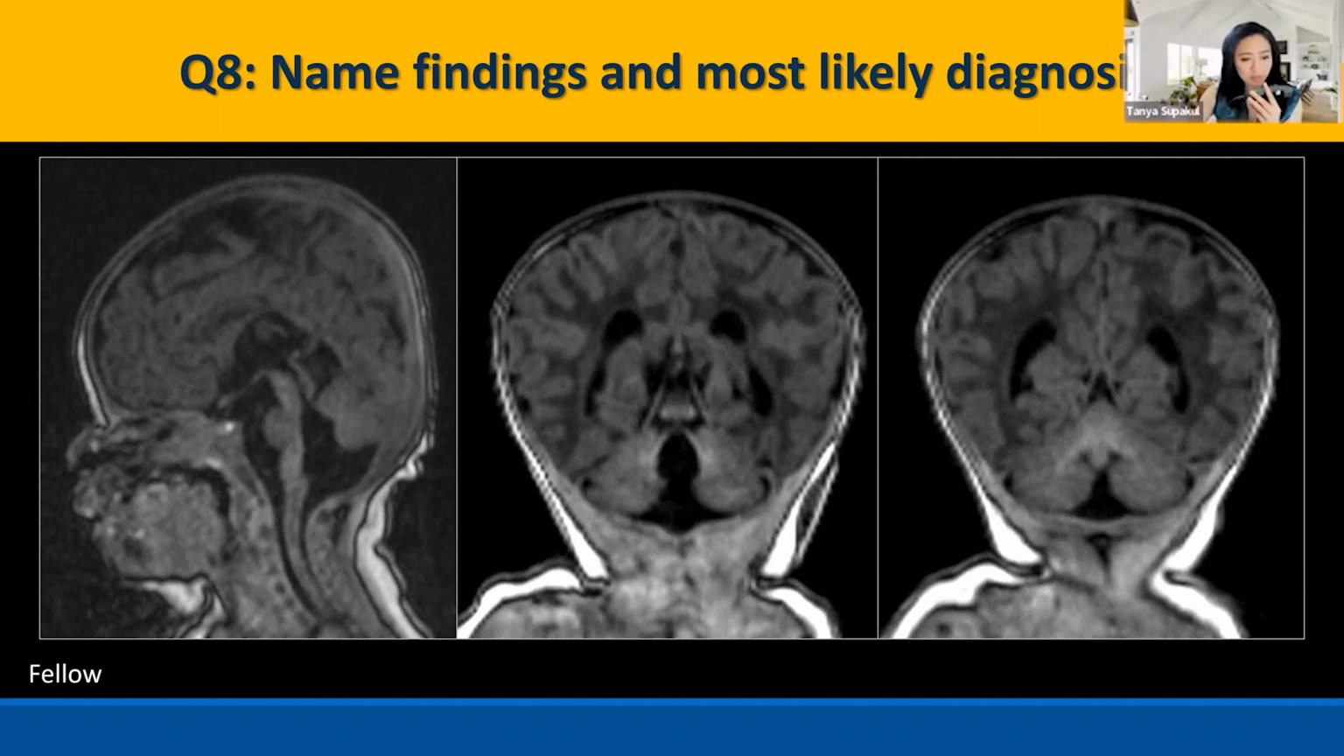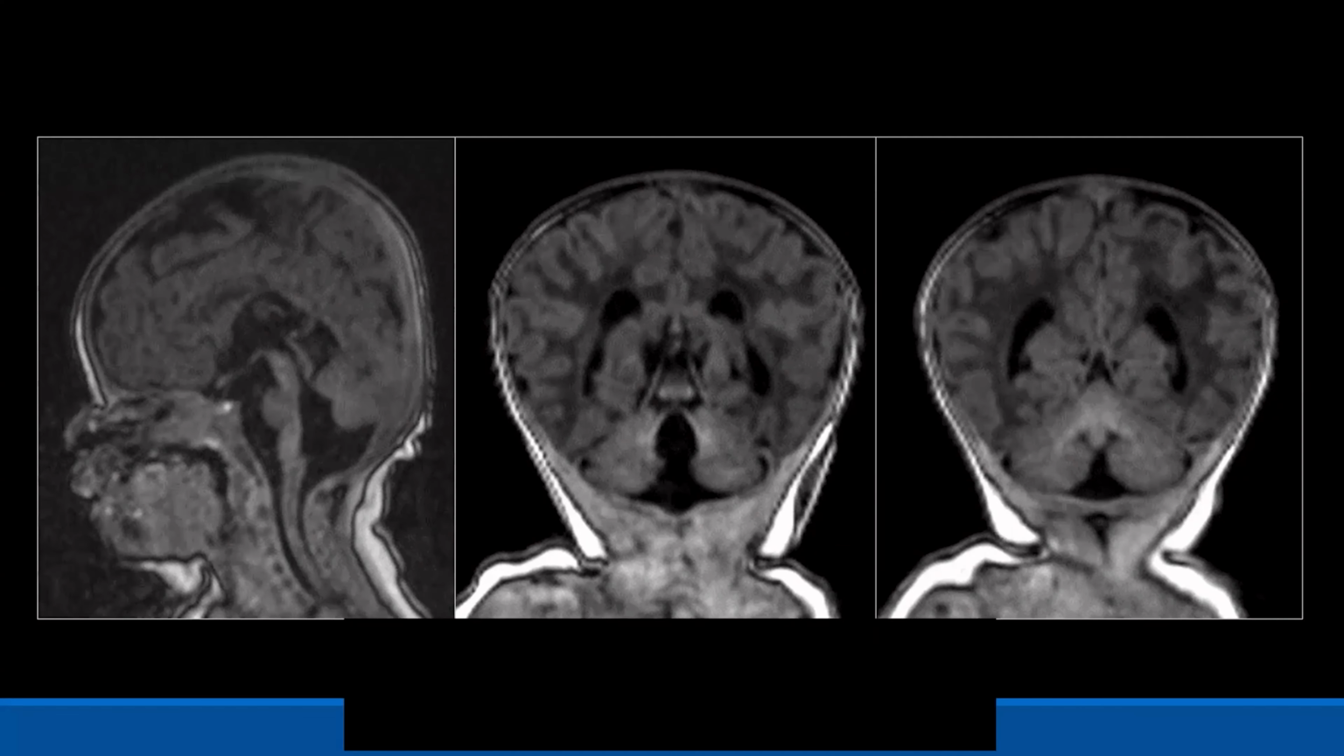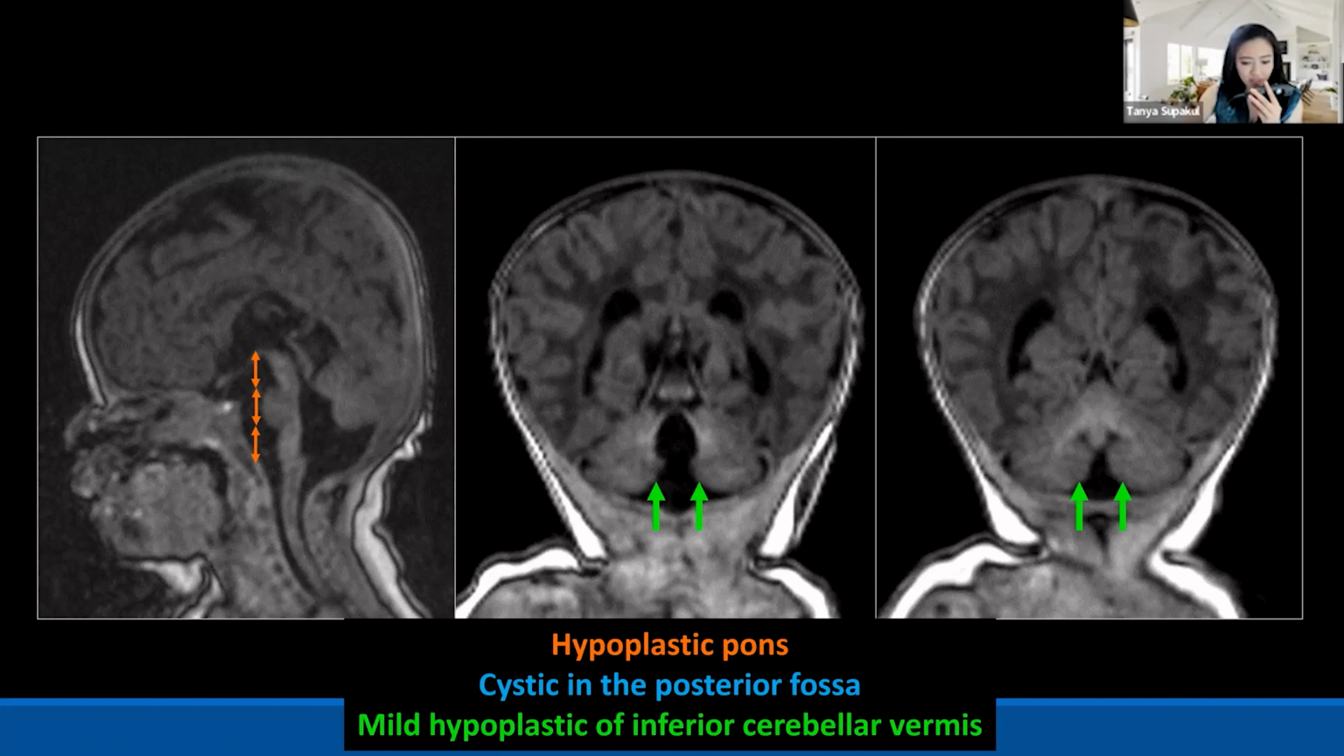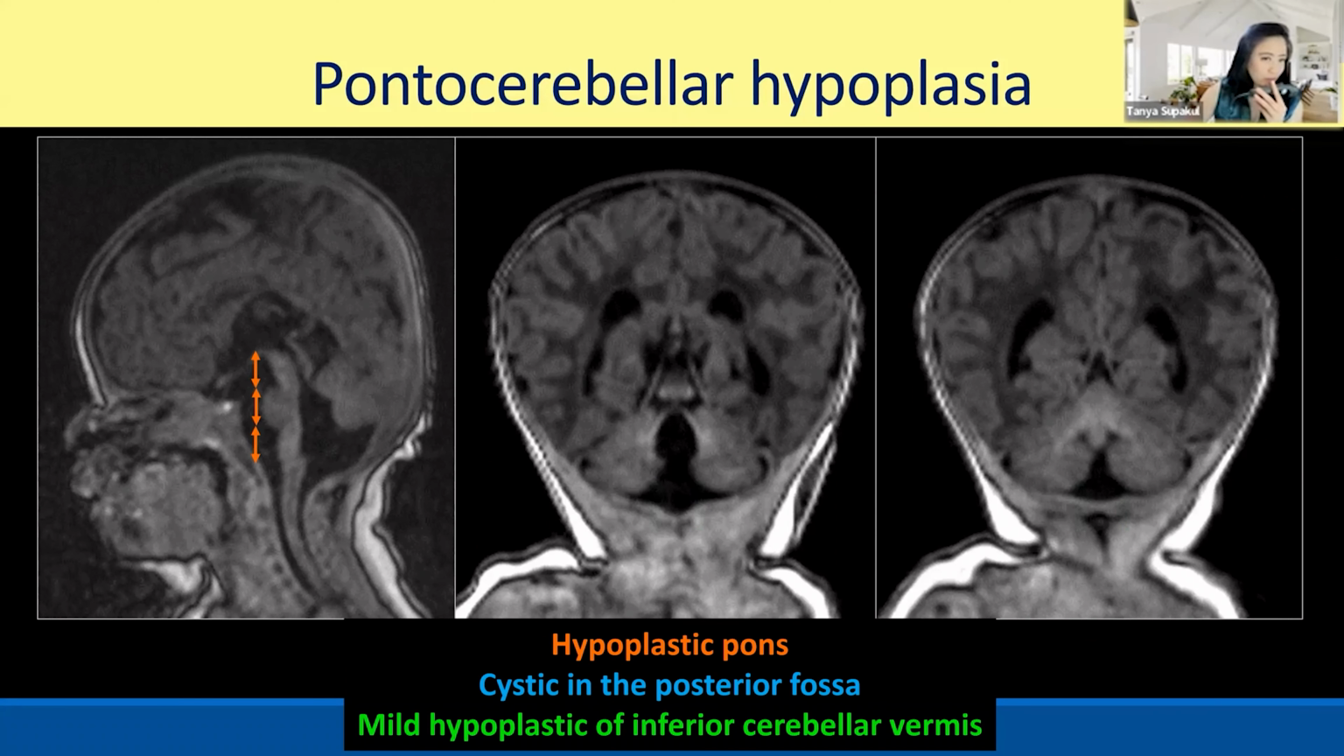Okay. Good. I'm sorry, I'm going blank here. That's okay. So it's a hypoplastic pons, a cystic lesion in the posterior fossa, and a hypoplastic cerebellar vermis. Put two things together: pontocerebellar hypoplasia. That is the final diagnosis.